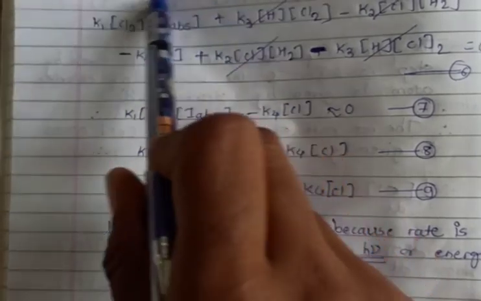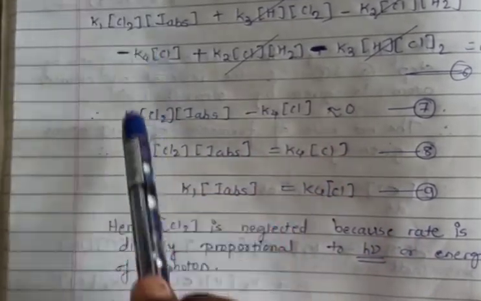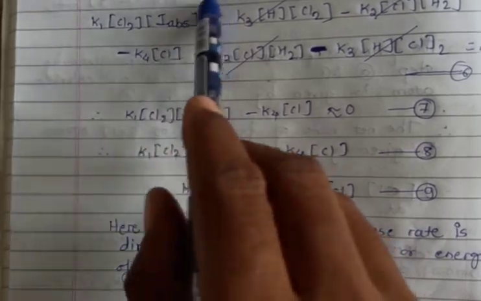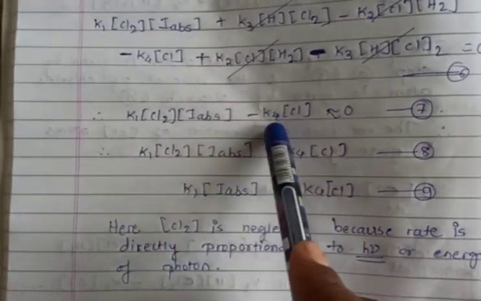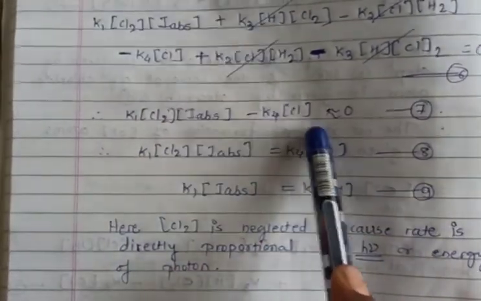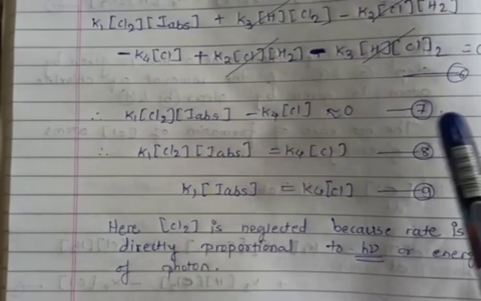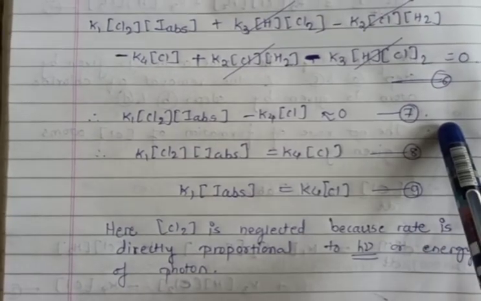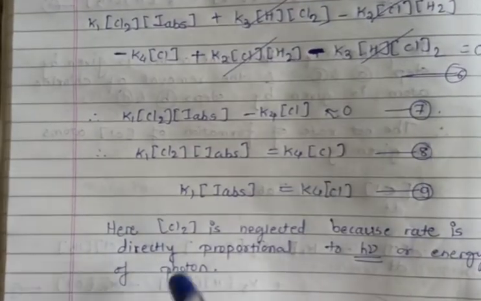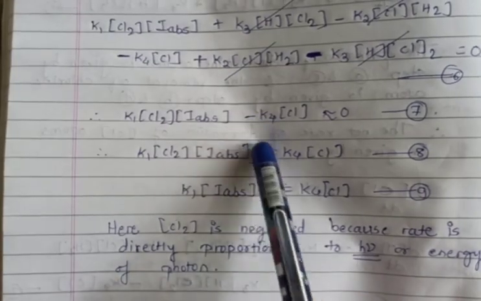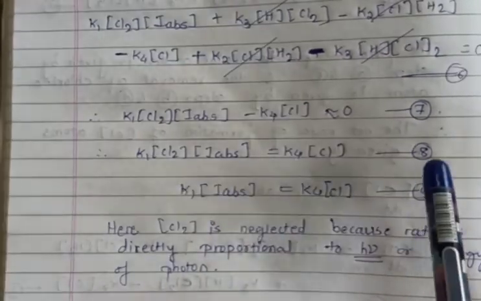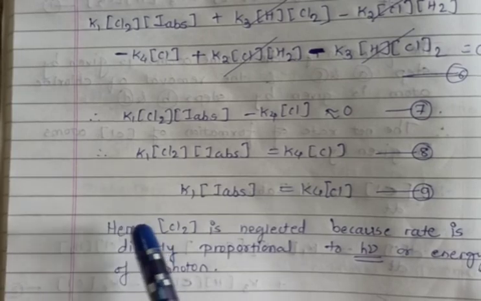So remaining terms are this one only. K1 into concentration of Cl2 into concentration of I absorbed minus K4 into concentration of Cl is nearly equal to 0. This one is our equation number 7. Now just transfer this minus part to the right side, and this one is our equation number 8.